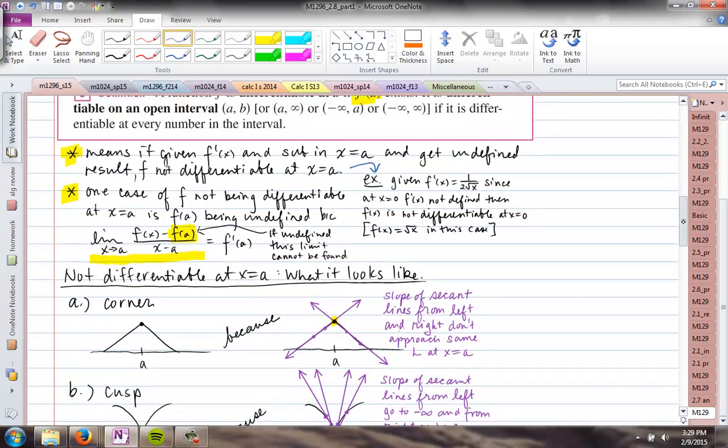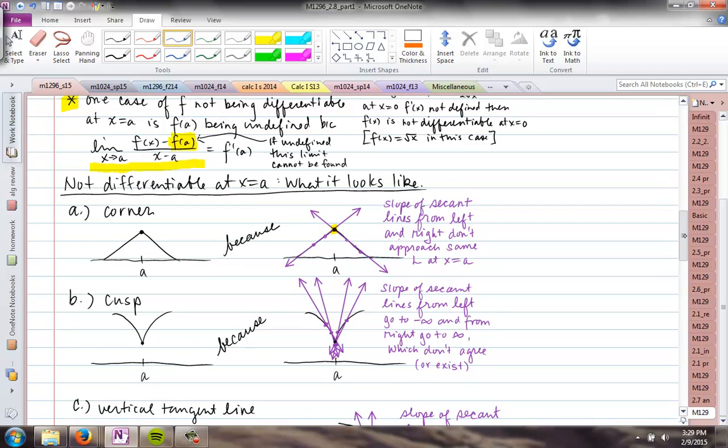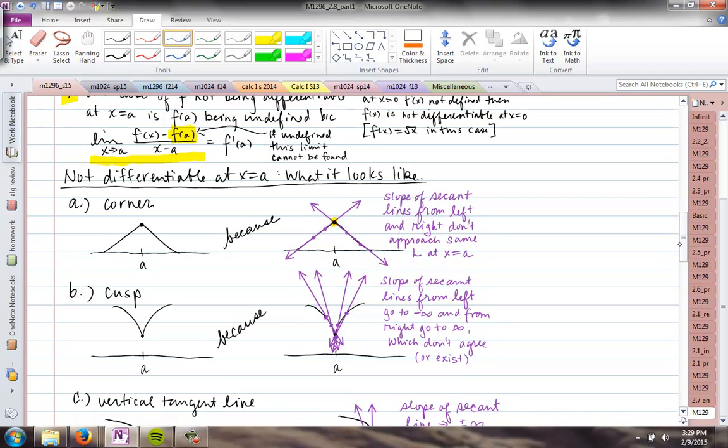I'll go over why, but when it comes down to it, you just need to remember what these situations are and that they're not differentiable there. If you don't understand why, that's okay, but I'll explain that. So the first is a corner. Whenever you see a sharp corner, like in this example at x equals a, it's not differentiable at x equals a. So let's go over why.